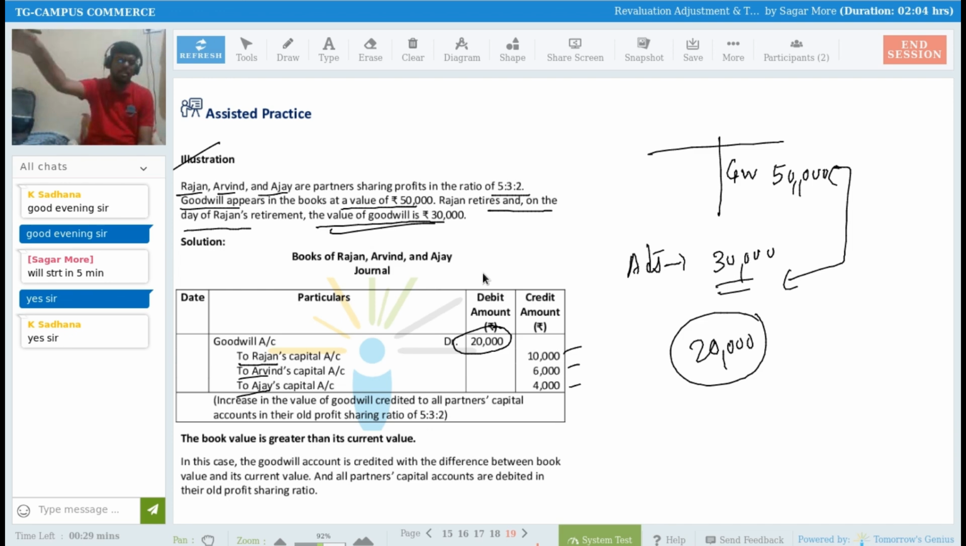Goodwill has already appeared in the balance sheet, 50,000 rupees given, and in the adjustment they are saying goodwill is 30,000 rupees. So it means 20,000 rupees of goodwill we have to credit towards the partners' capital accounts, and we have to debit goodwill 20,000. Understood? So the increase in the value of goodwill is credited to all partners' capital accounts in their old profit sharing ratio. Yes. So goodwill appears in the books at a value of 50,000 rupees. Rajan retired, and on the date of Rajan's retirement, the value of goodwill is only 30,000 rupees. I have written wrongly, sorry.